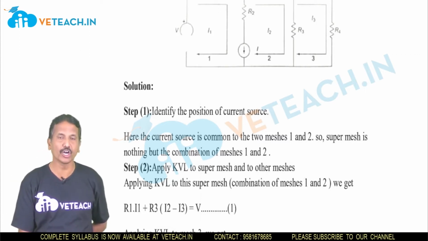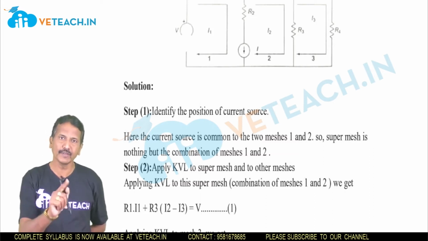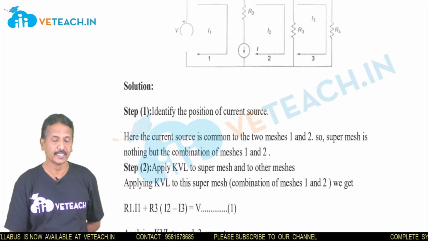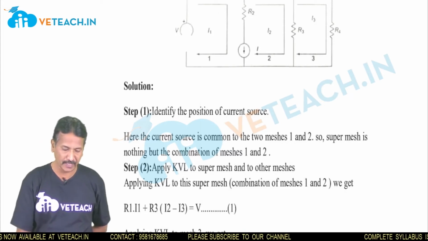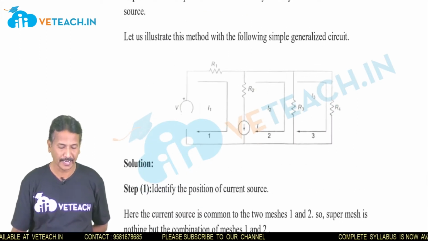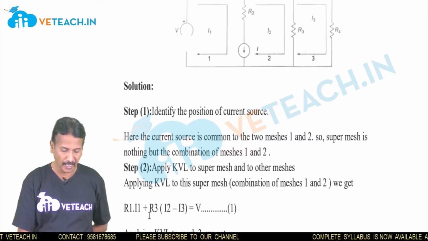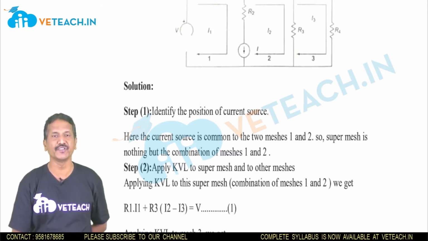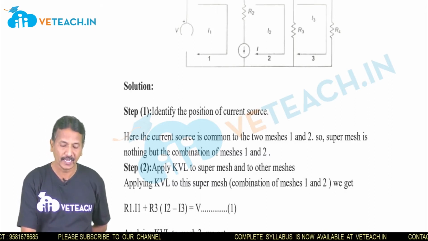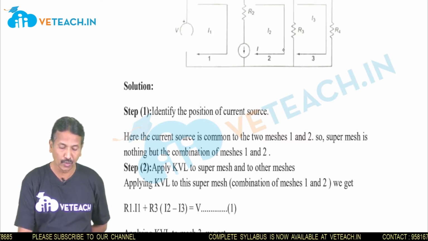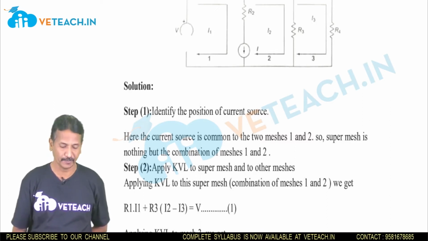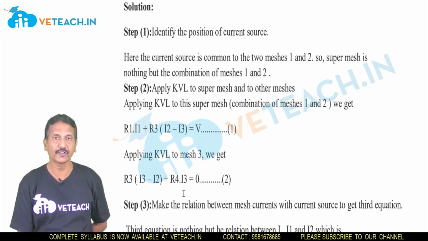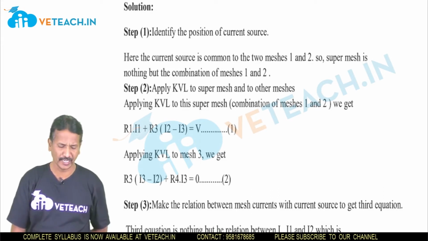So super mesh is nothing but the combination of two meshes. For these two, there is only one current source, so we write one relation here. Now apply KVL to the super mesh and no other meshes. How many resistances are there? R1 into I1 and R3 into (I2 minus I3) is equal to V. This is the total mesh equation. R1 into I1 is from loop 1, and R3 into (I2 minus I3) is from the third loop. For the third loop, the relation is R3 into (I3 minus I2) plus R4 into I3 is equal to 0. This is the normal KVL equation we can write here.